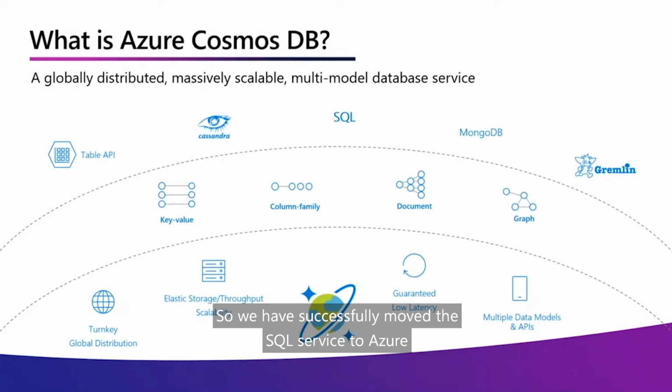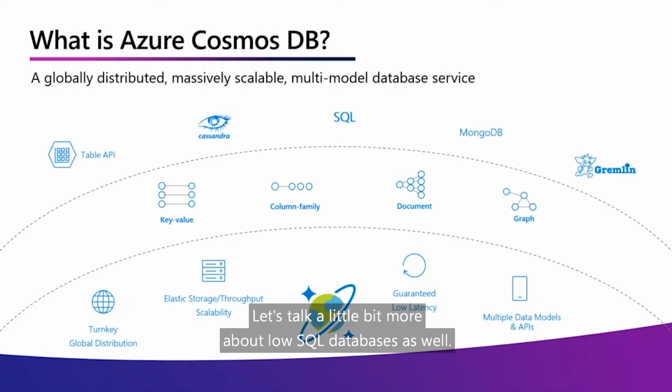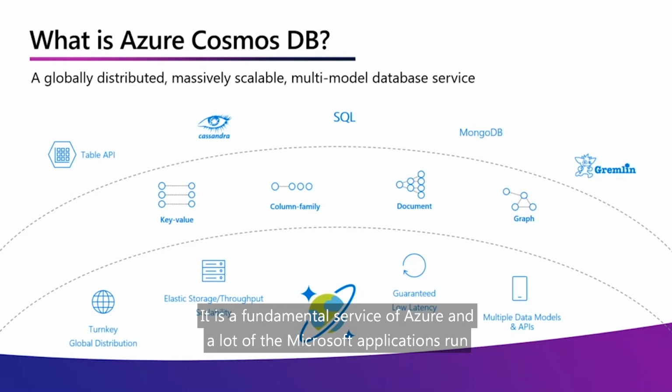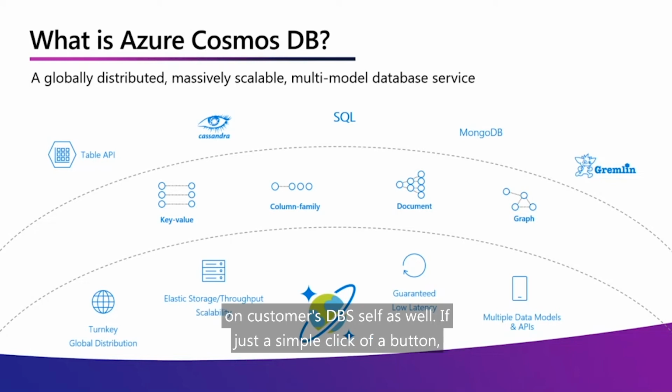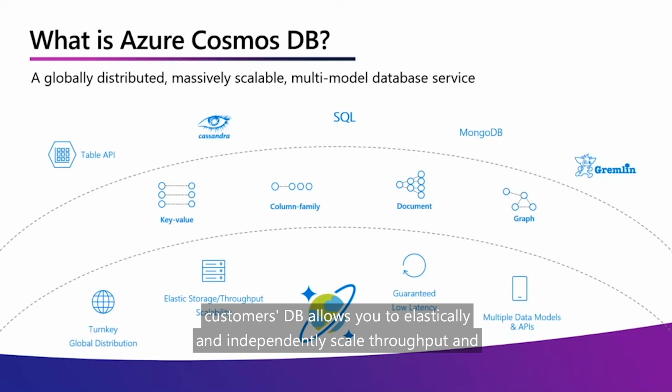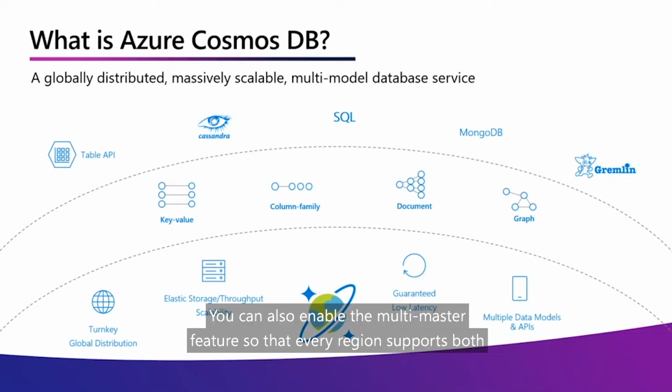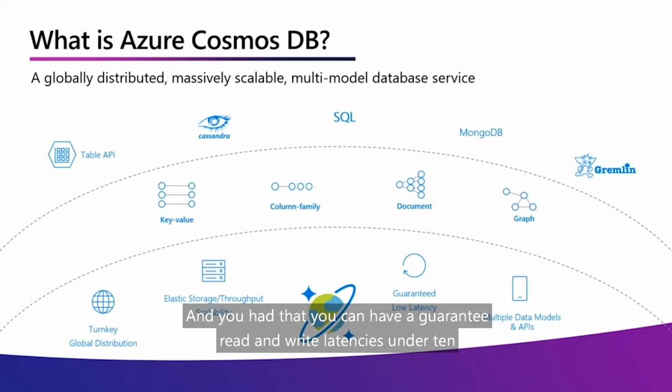So we have successfully moved the SQL Server to Azure. Let's talk a little bit more about NoSQL databases as well. Azure Cosmos DB is a globally distributed multi-model database service. It is a fundamental service of Azure, and a lot of the Microsoft applications run on Cosmos DB itself as well. With just a simple click of a button, Cosmos DB allows you to elastically and independently scale throughput and storage across any number of Azure regions. You can also enable the multi-master feature so that every region supports both reads and writes.